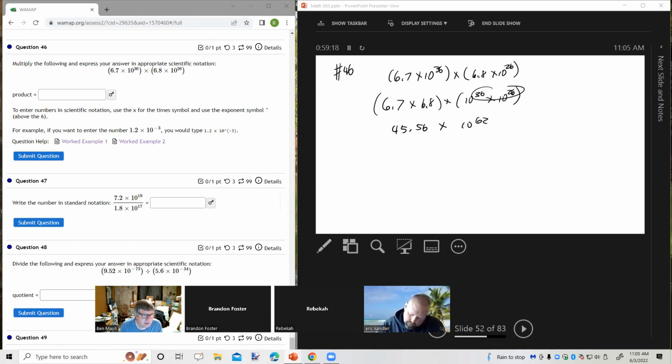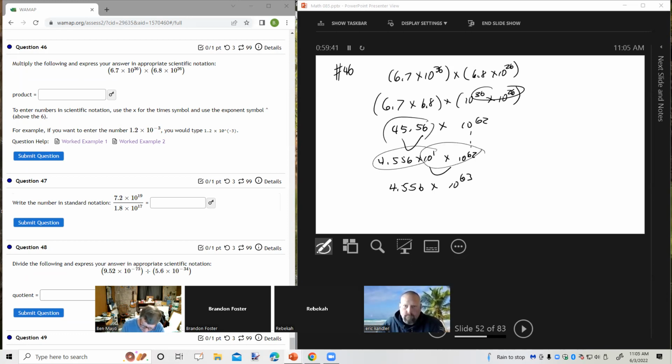But that's not scientific notation. So this is going to be 4.556 times 10 to the 1 power. And then this is going to be times 10 to the 62 power. So we're going to have 4.556 times 10 to the 63rd power. Okay, so I took this, wrote it in scientific notation, then combined the powers of 10.